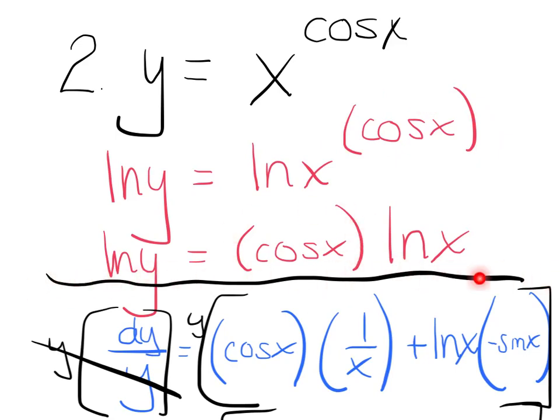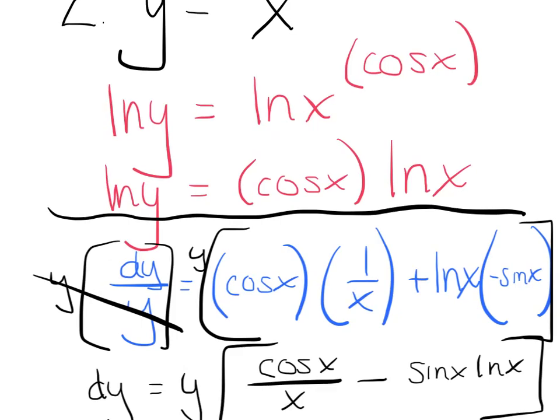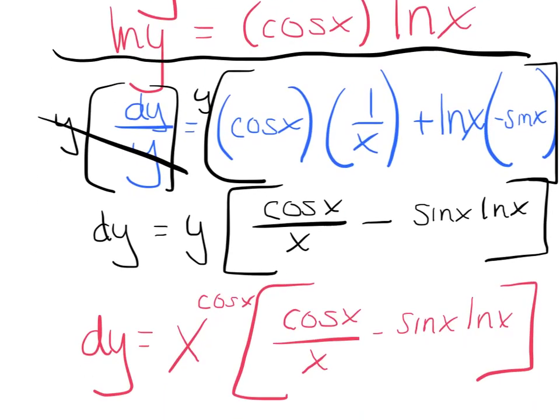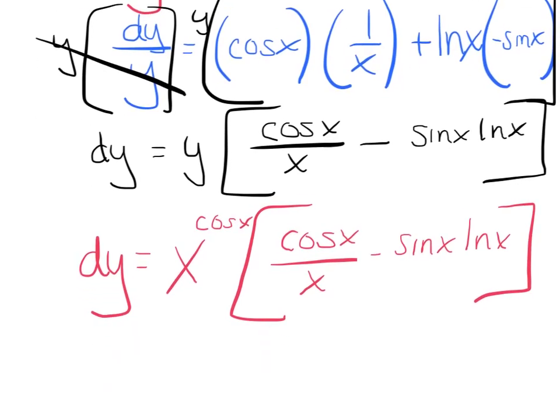I took the derivative of both sides, dy over y, got my nice product rule here, multiplied both sides by y, so I've got this nice answer. And then lastly, just substituted that y value back in. So again, if you need any slowing down, pause it, rewind it, do what you need to do. We've got one last one for the variable to a variable.